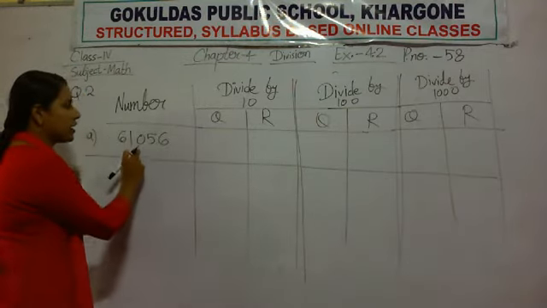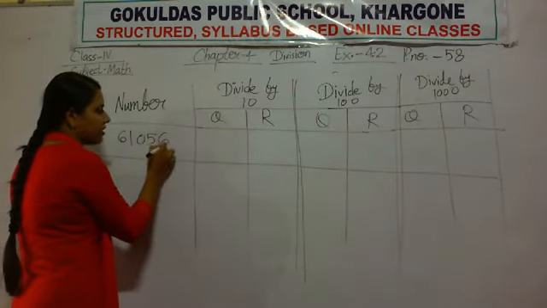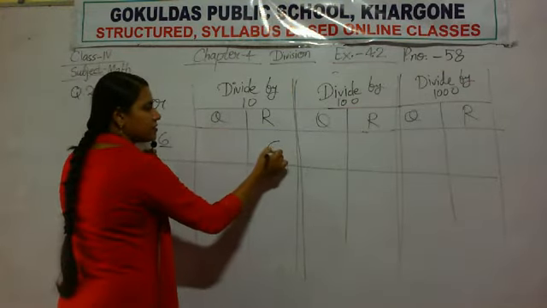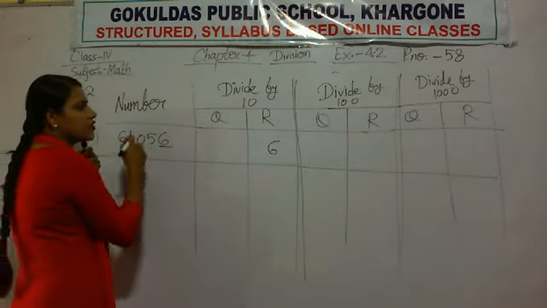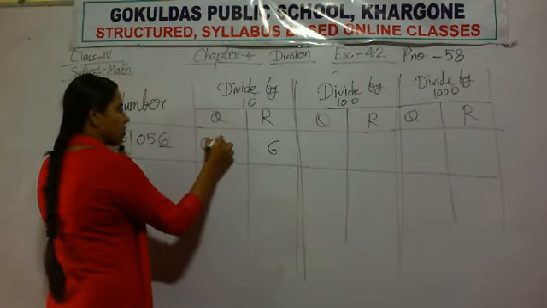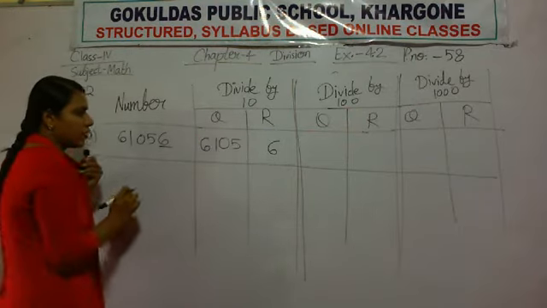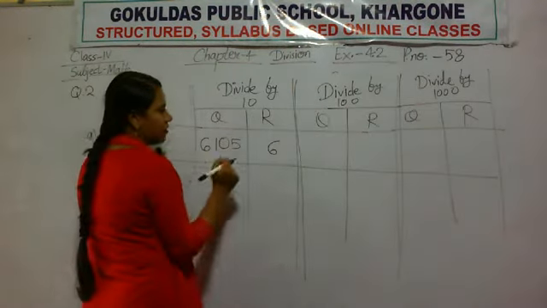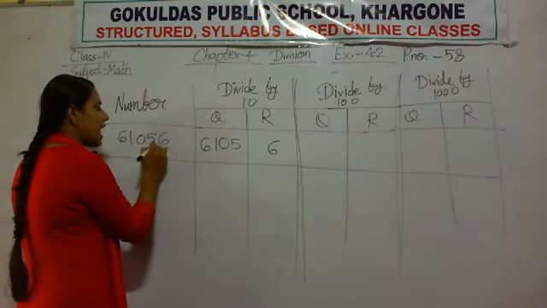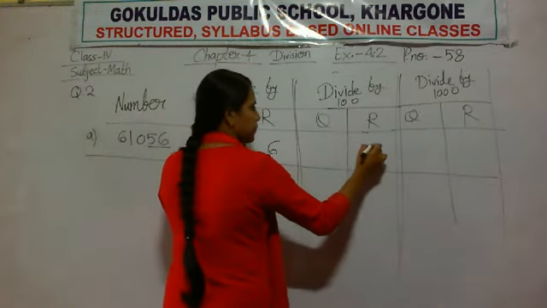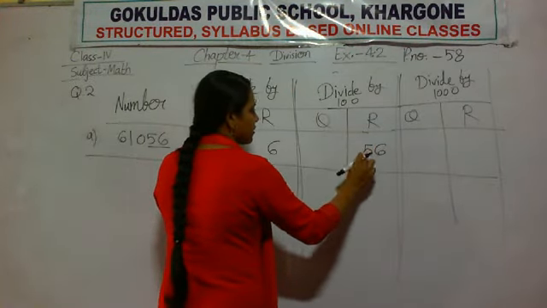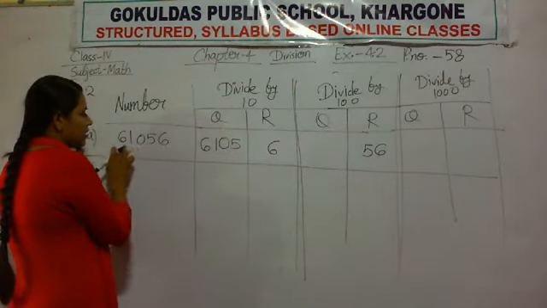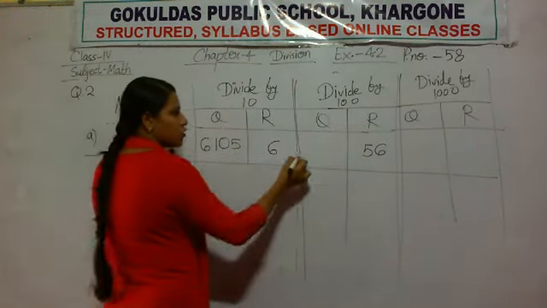When we divide any given number by 10, our remainder is the digit at ones place, right? So remainder will be 6 and the remaining digits will be our quotient. So I am writing the remaining digits. If you are dividing any number by 100, then your remainder will be the last two digits of the given number. So last two digits are 56. And the remaining digits will be your quotient.